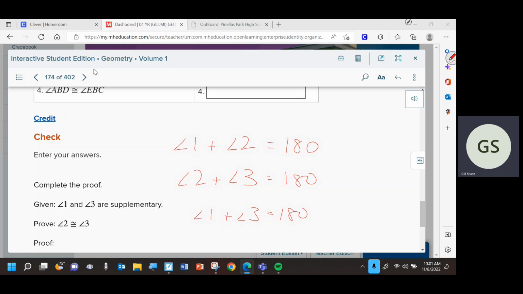If these two add up to 180, this is actually what we did in the other proof up above, but they didn't really tell us that reason. If these two add up to 180 and these two add up to 180, well, these two have to be the same number. That's the only way we could get 180 both times. So that's the congruent supplements theorem. Kind of like the same thing we just did with the congruent complements theorem.